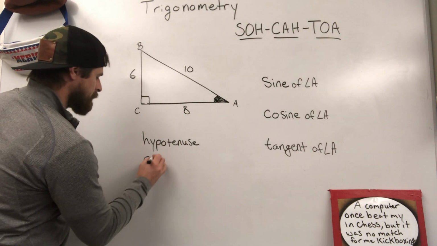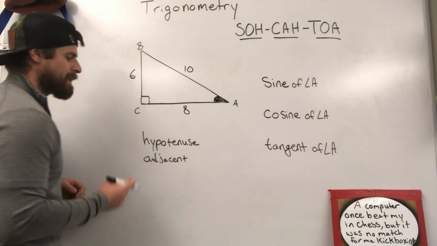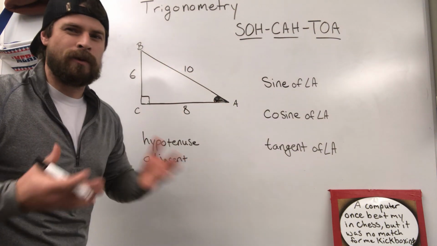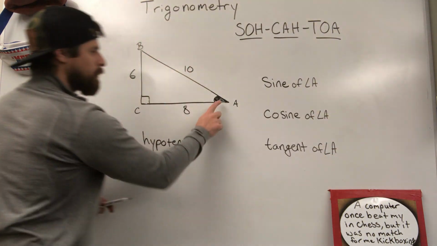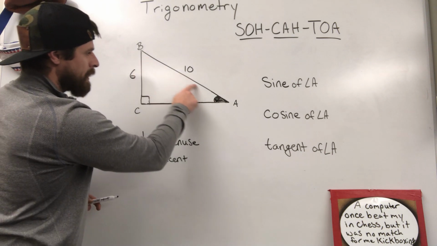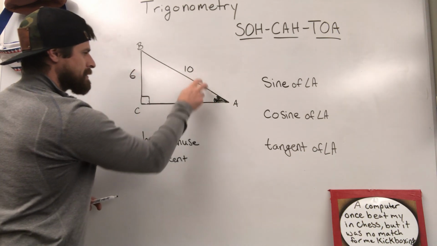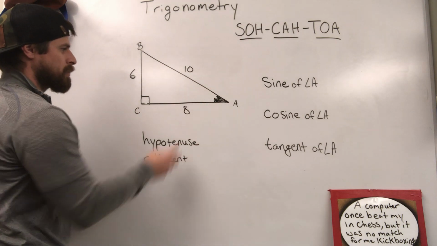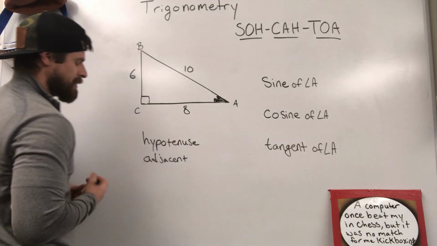The other side that we're going to be talking about is the adjacent side. Adjacent means it depends on which angle we're discussing. If we're talking angle A, like we are here, we're focusing right there. Now, angle A is made up of the hypotenuse and of this side right here. Those two sides make the angle. So it's not the hypotenuse, it's the adjacent. 8 would be our adjacent here.